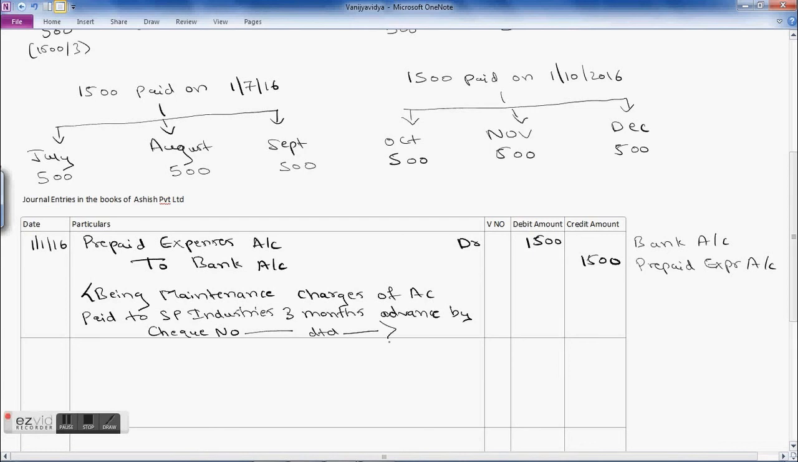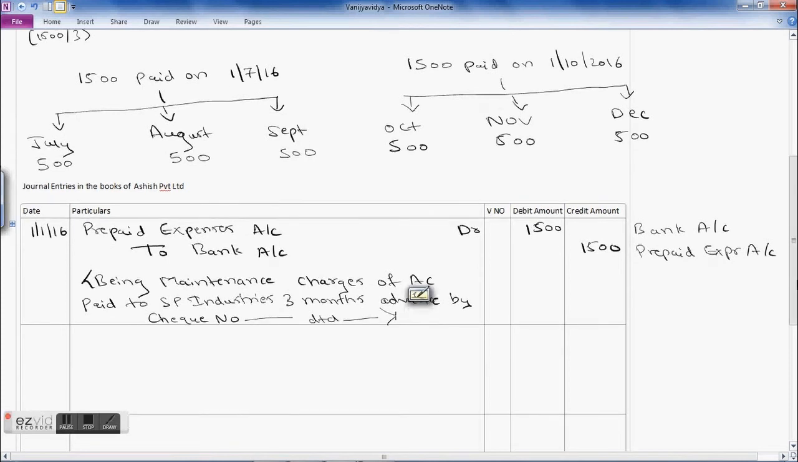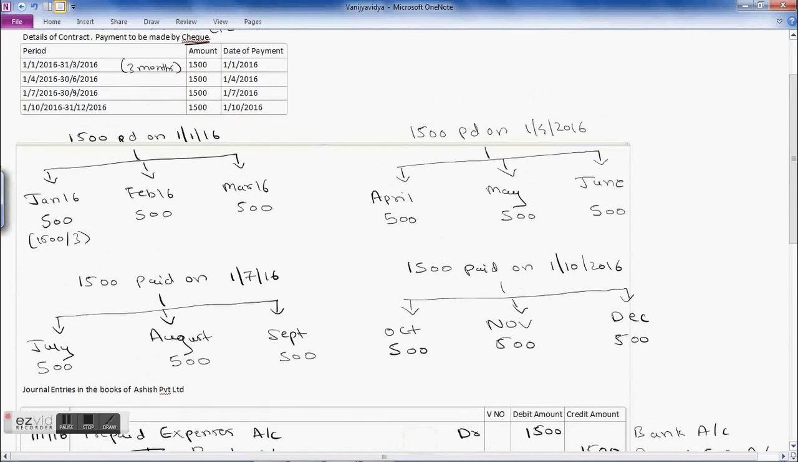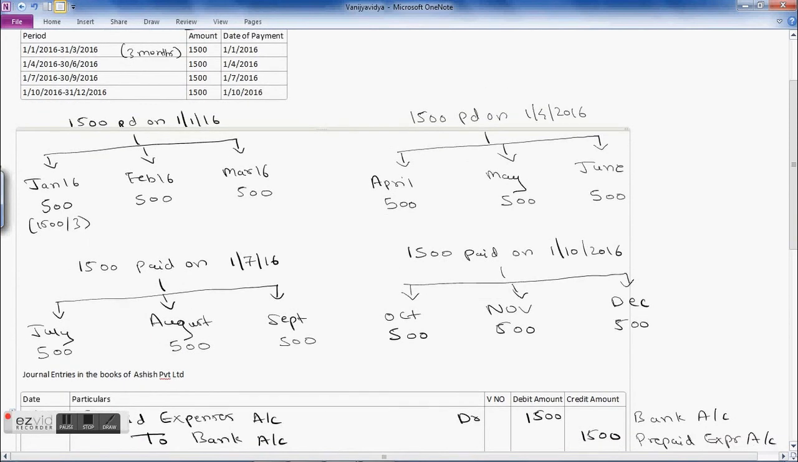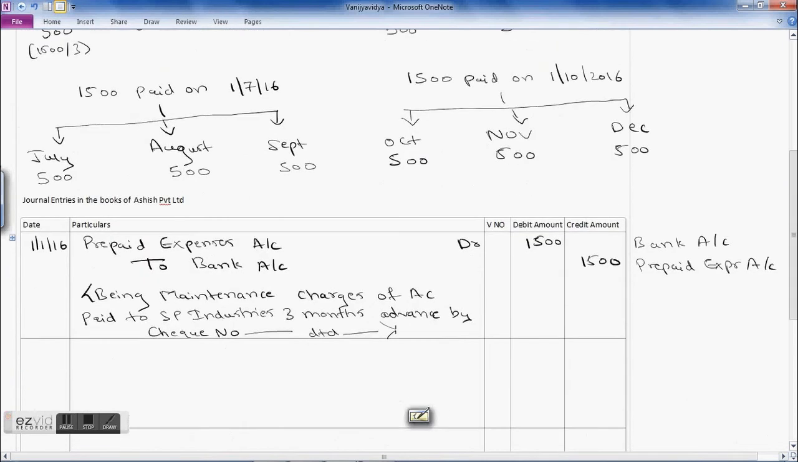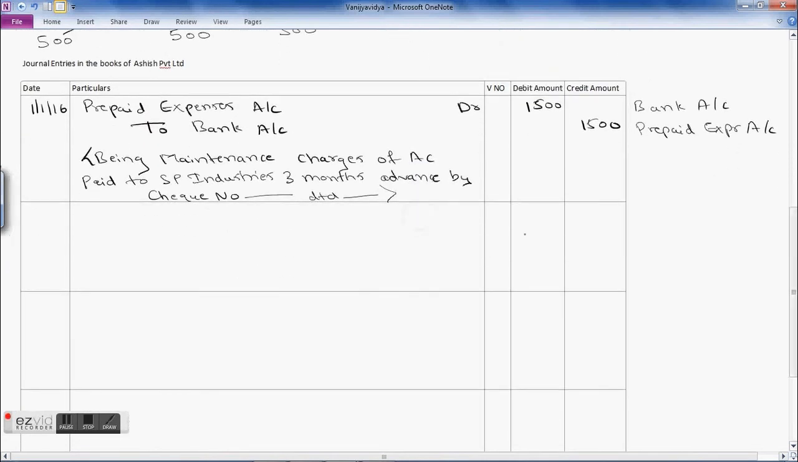Okay, now again at the end of January we have to pass an entry and recognize the expense. So at the end of Jan, that is 31st Jan 2016, what will be the two accounts that will be affected? One is AC maintenance charges account, and the other account, since it's already been paid, will be prepaid expenses account, right? Now AC maintenance charges is a nominal account, so debit all expenses and losses.